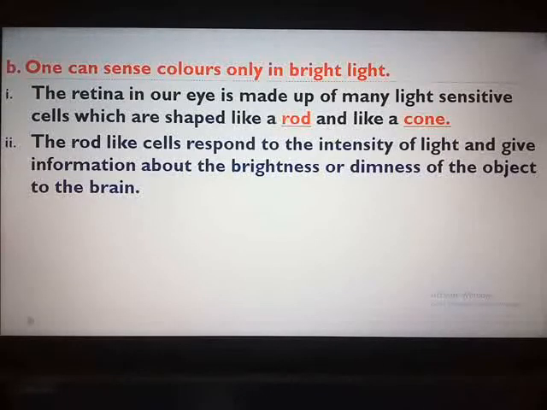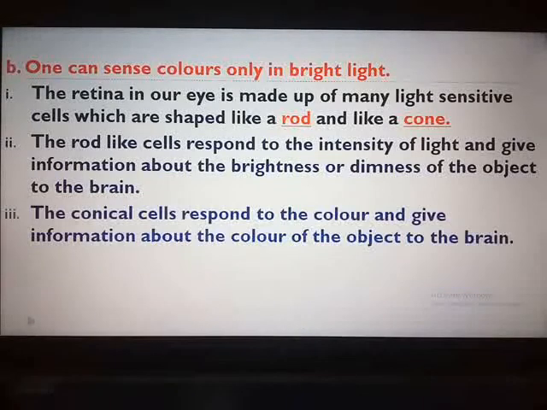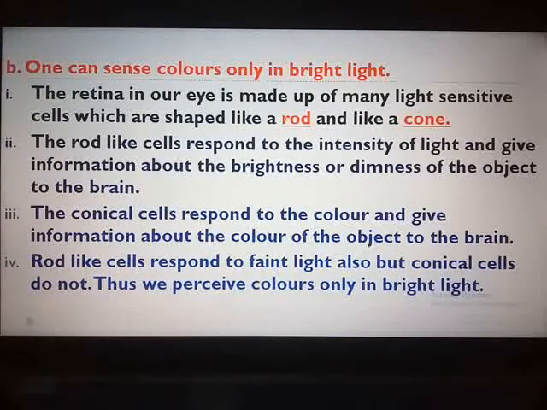In continuation, the marking is there in the paragraph. The conical cells respond to the color and give information about the color of the object to the brain. This is point number 3. I hope all the 3 points you have got in the paragraph one after the other. Rod-like cells, now leave one line in the textbook and then go ahead with the marking.